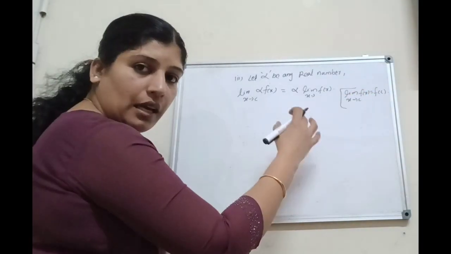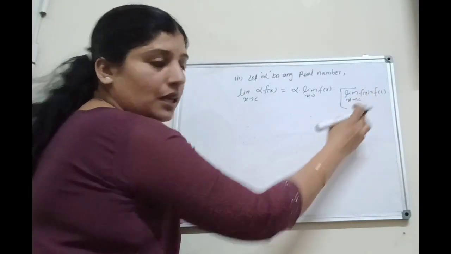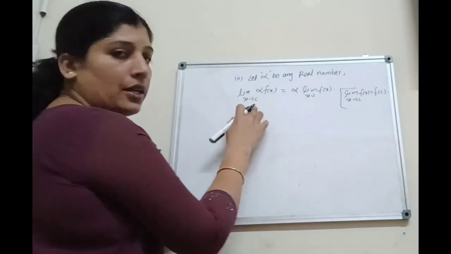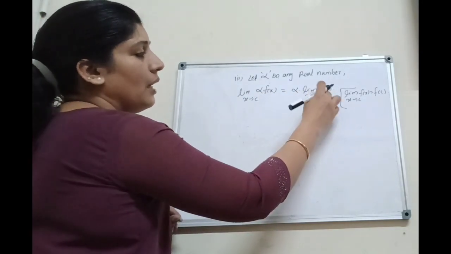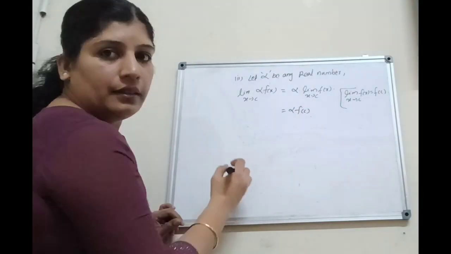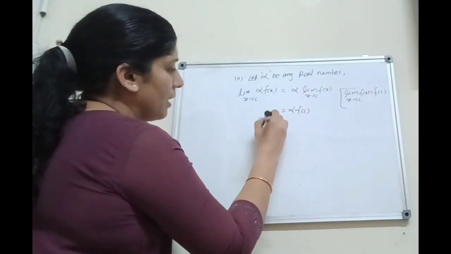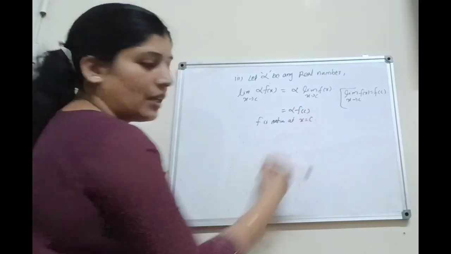Therefore, the function f is continuous at a point c means limit x tends to c f of x equal to f of c. Therefore, limit x tends to c alpha into f of x equal to alpha into limit x tends to c f of x, that is equal to alpha into f of c. Therefore, the function f is continuous at x equal to c.